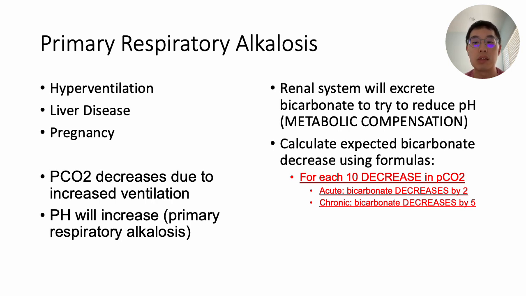In this case, our kidneys will respond by trying to bring the pH down by excreting bicarbonate in the urine, and the expected change in bicarbonate will be as follows. For every 10 millimeters of mercury decrease in our PCO2, we expect in the acute setting that the bicarbonate levels will decrease by 2, and in the chronic setting our bicarbonate levels will decrease by 5.